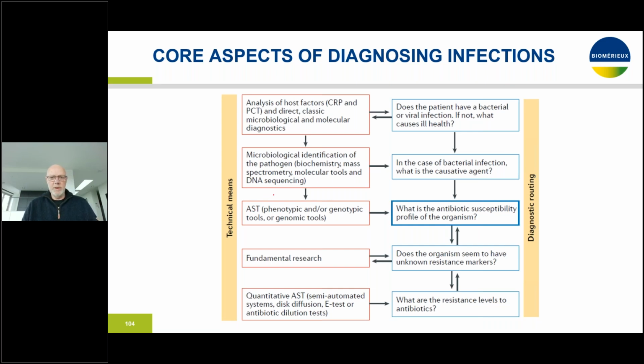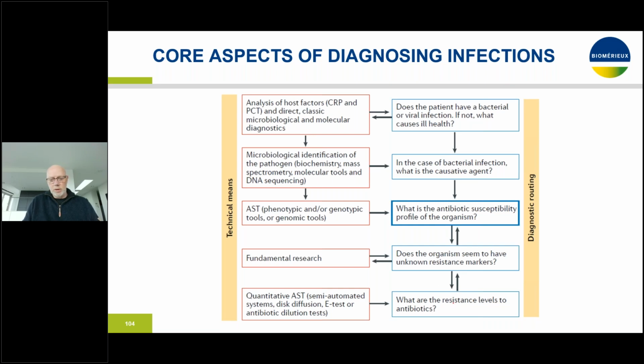And although some of the previous speakers talked about AST, antimicrobial susceptibility testing by mass spec, I'll get back to that with some of my own problems in that particular field. But still, this is the most important part: what is the antimicrobial susceptibility profile of the organism, and how can we arrive at that conclusion as quickly and as reliably, which is also a very important aspect, as possible?